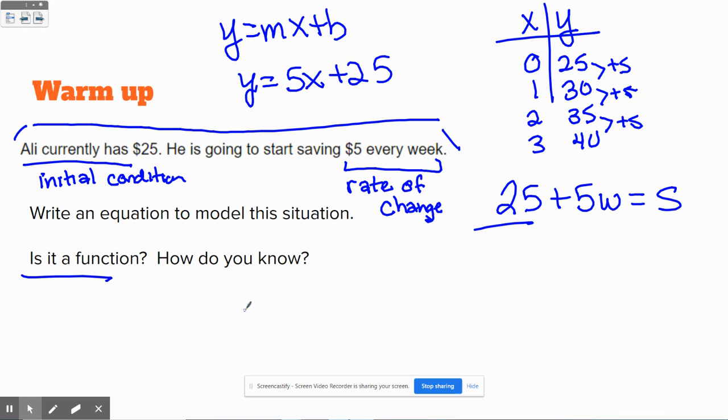Regardless, is it a function? Absolutely, because each x has only one y. After 2 weeks, he's not going to have two different amounts of money. He's going to have exactly $35.